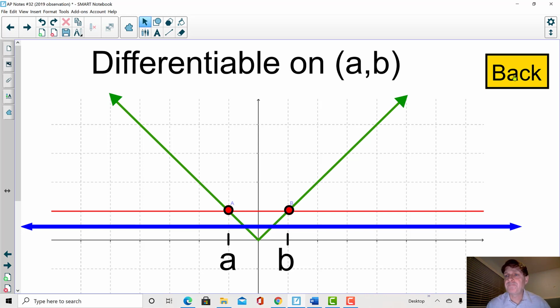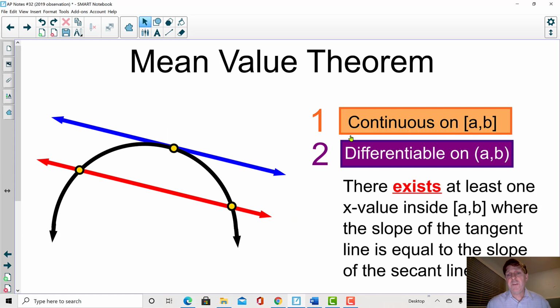Let's go back. Now, if you satisfy these two conditions, your function is continuous on the closed interval from a to b and differentiable on the open interval from a to b, then the mean value theorem says that there exists at least one x value inside of that interval where the slope of the tangent line is equal to the slope of the secant line. So this is a good example right here. The red line is your secant line, and the blue line is your tangent line. There's at least one spot where the slope of the tangent line is equal to the slope of that red secant line.